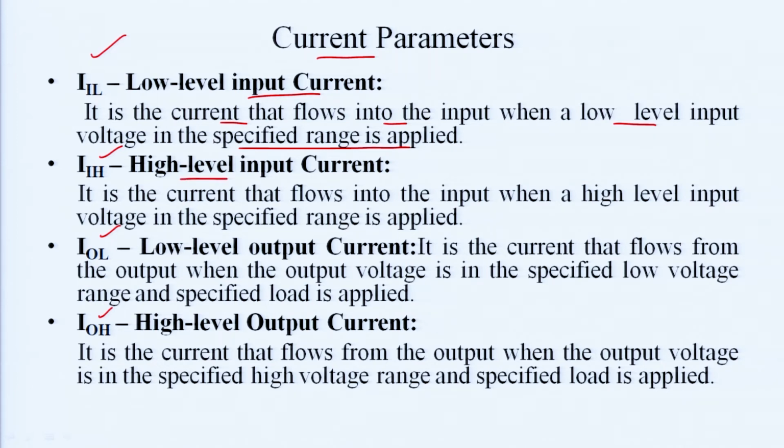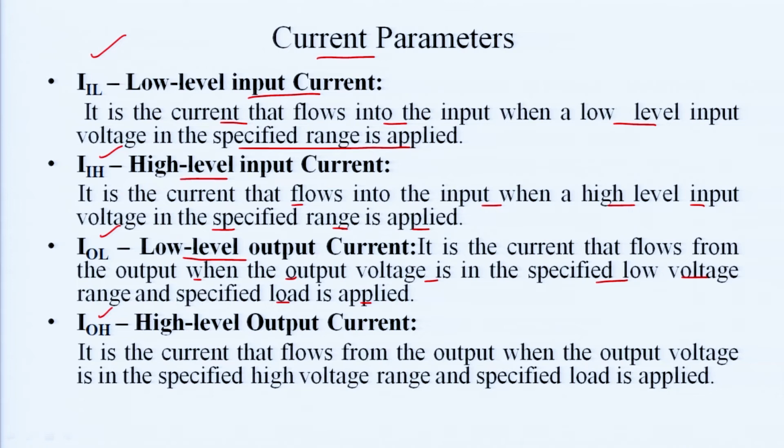It is the current that flows into the input when a high level input voltage in the specified range is applied. Next is IOL, that is low level output current. It is the current that flows from the output when the output voltage is in the specified low voltage range and specified load is applied.